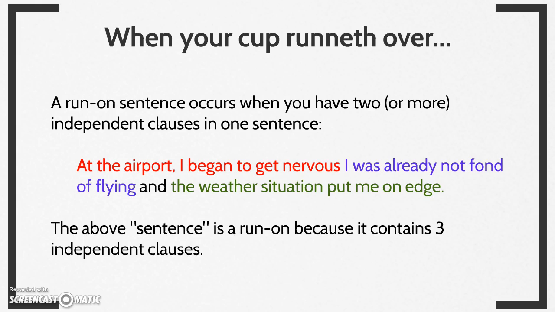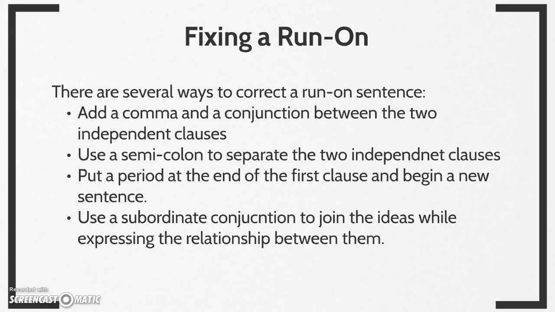This has components that could make it not a run-on sentence pretty easily, but it's a run-on sentence because each color, the red, the blue, and the green, are individual sentences. They are independent clauses, and they can stand alone as a sentence by themselves. So it needs to be fixed. How do you do that? You can add a comma and conjunction between two independent clauses. You could use a semicolon to separate the two independent clauses.